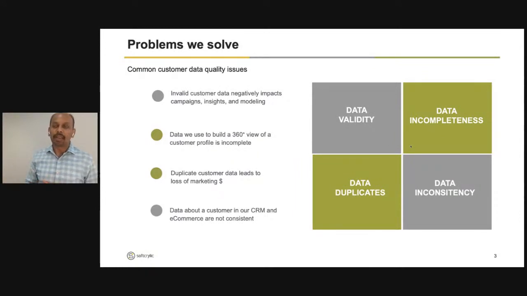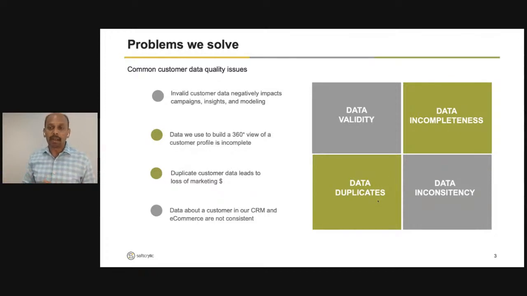The next set of issues are data completeness issues, particularly for marketing teams who are working with customer data. They're trying to build a 360-degree view of customers. But most of the time, what we hear is that this customer data is not complete. We don't have a complete address, or we don't have the complete personalization details of the customer. So data incompleteness is the issue that we hear quite often.